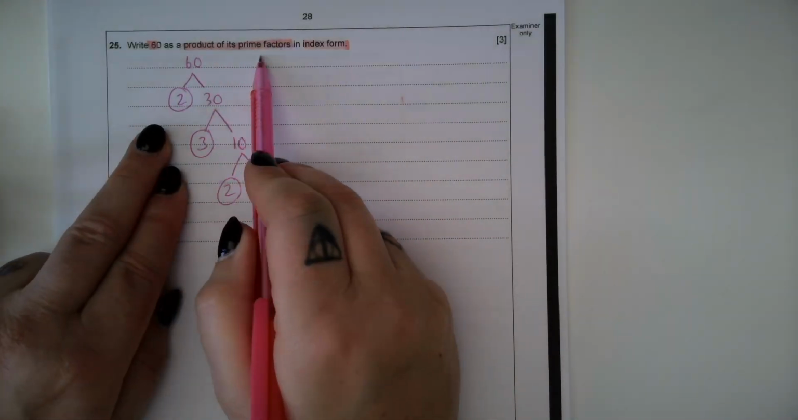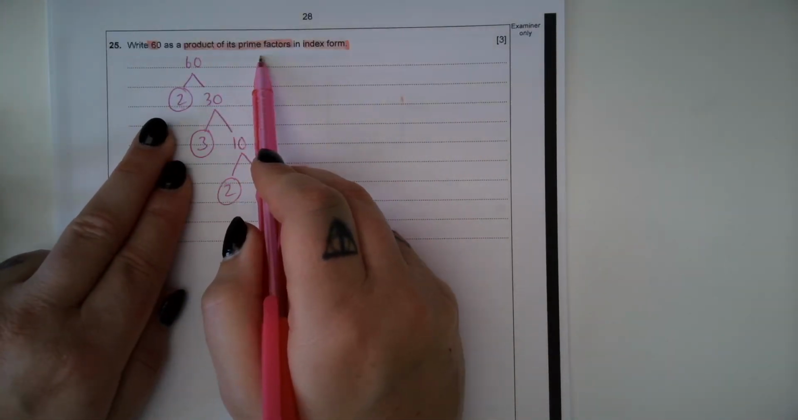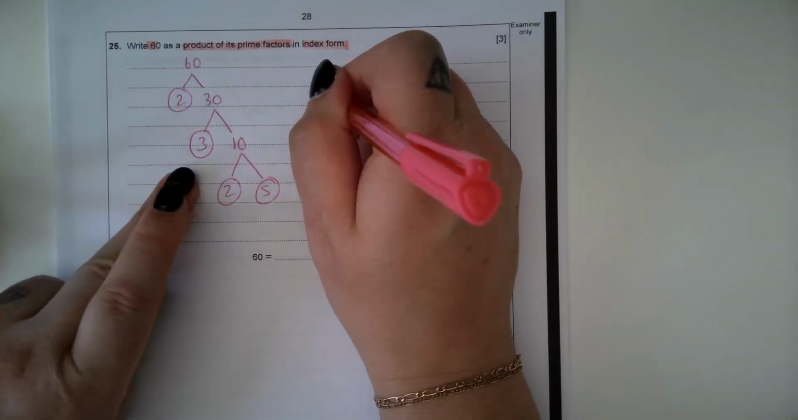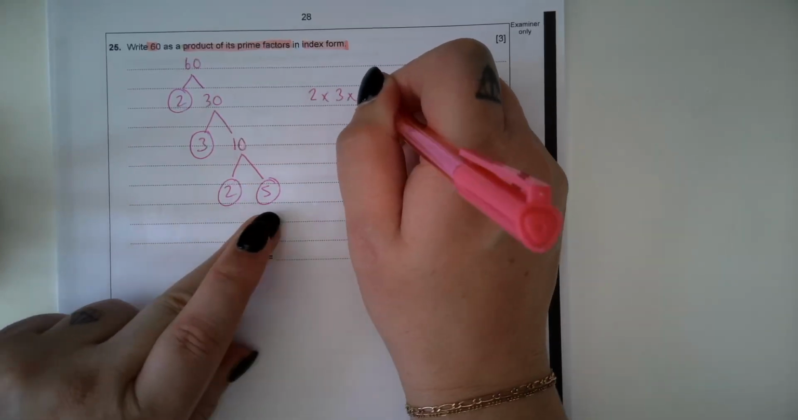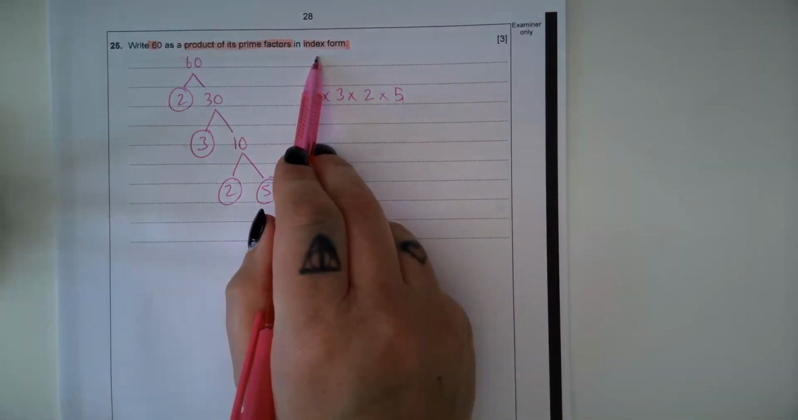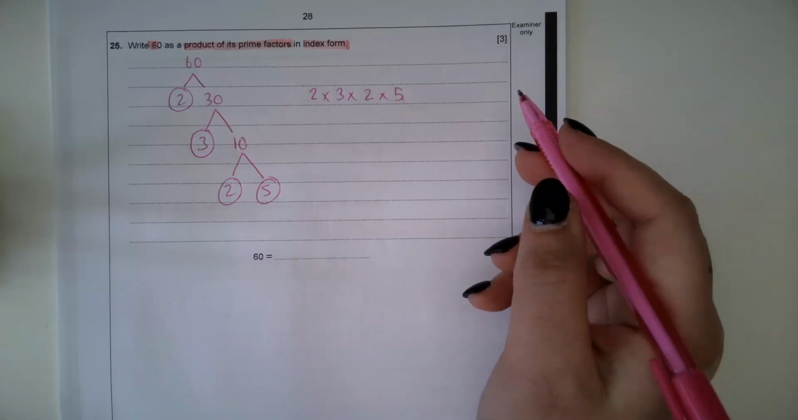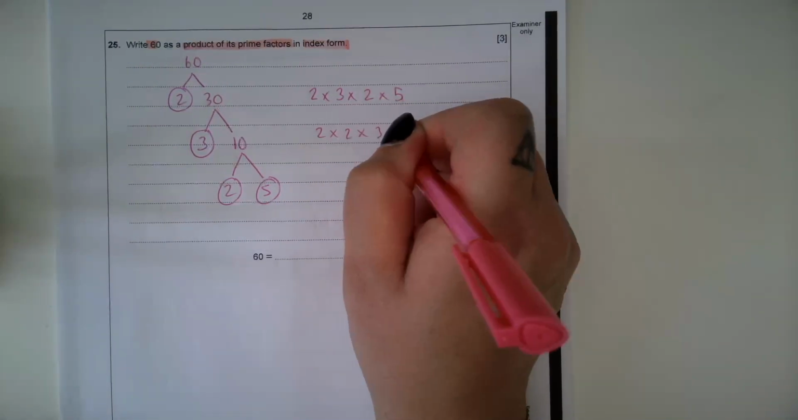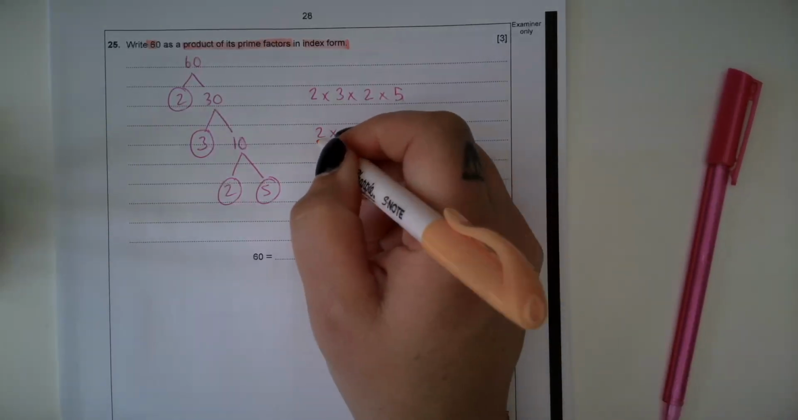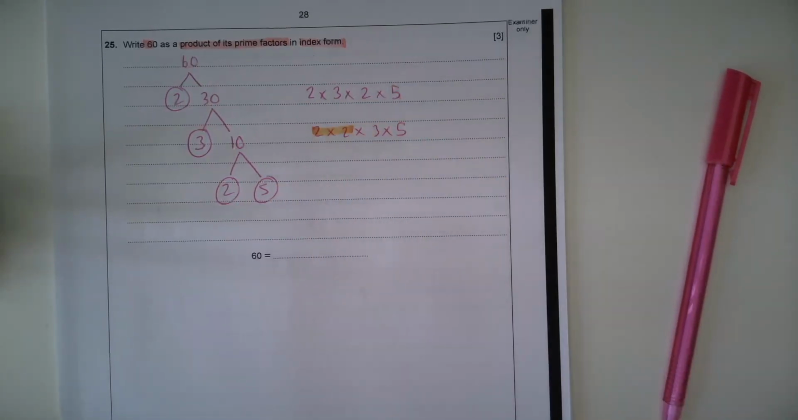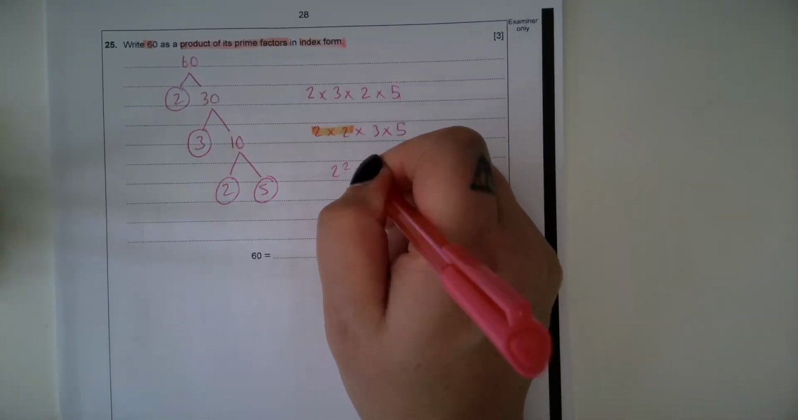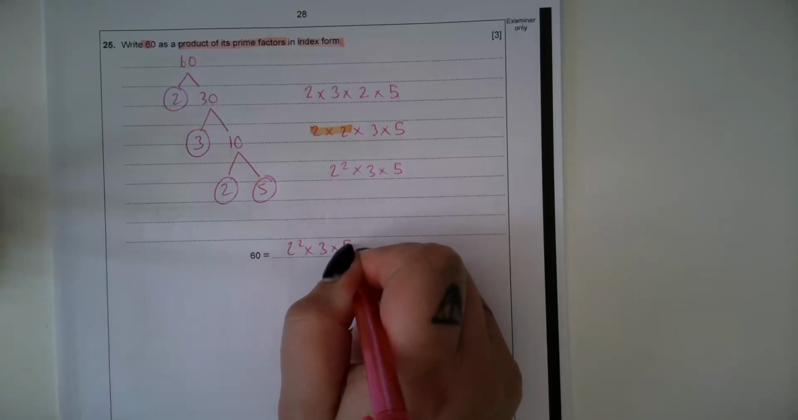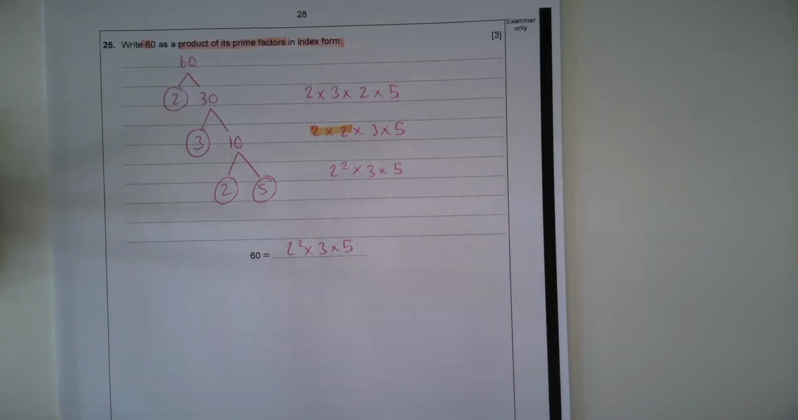Now, product of prime factors means we need to write it as a multiplication. Product is multiply. So we've got 2 times 3 times 2 times 5. It wants it in index form. So we need to write it in index form. So if I change the order of these, we can see we have 2 times 2. Well, in index form, 2 times 2 can be written as 2 squared. So we're going to write 2 squared times 3 times 5 on our answer line.